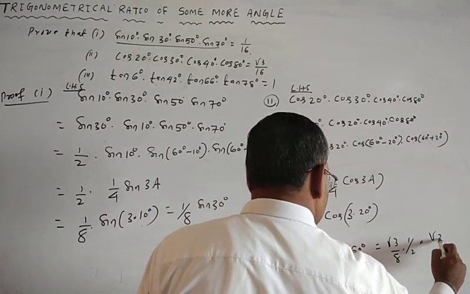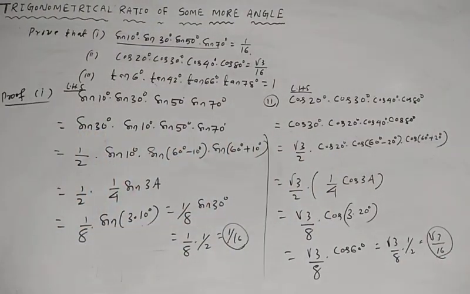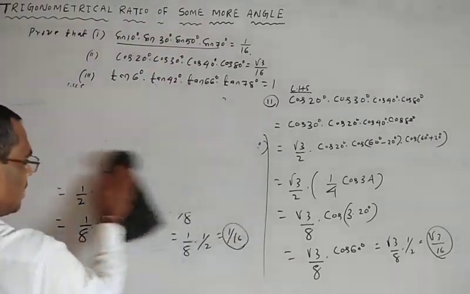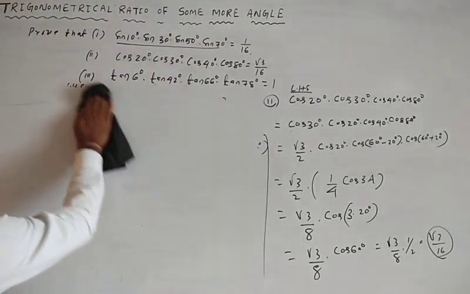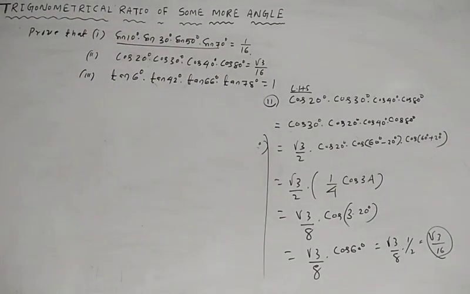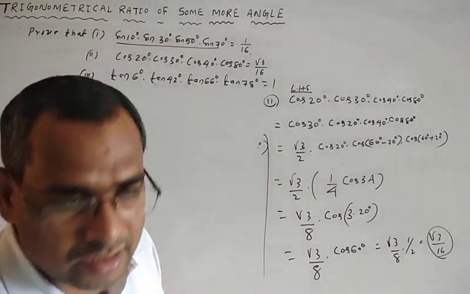So this is equal to root 3 by 16. So the answer is root 3 by 16. Then how to express the third one? The third expression is tan 6 tan 42 tan 66 tan 78. This is also in terms of the formula tan a into tan(60 minus a) into tan(60 plus a).